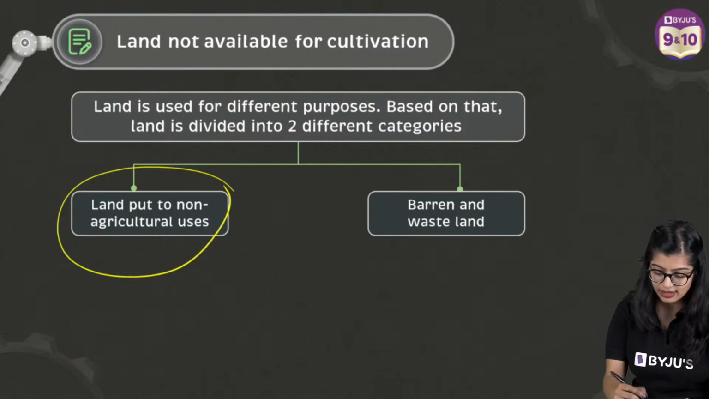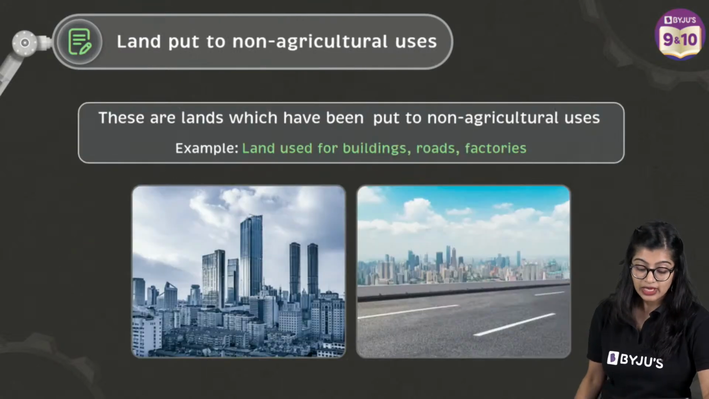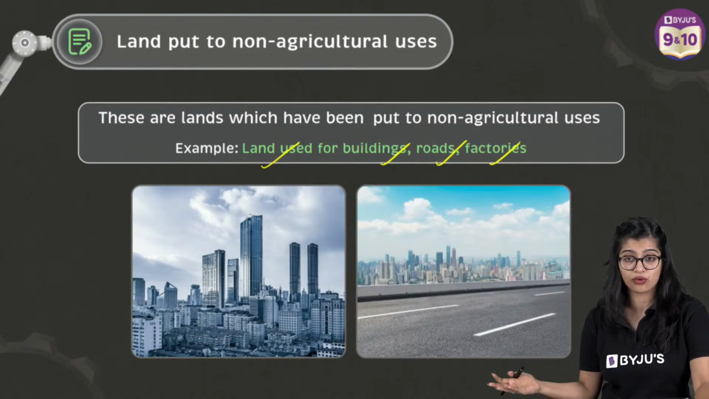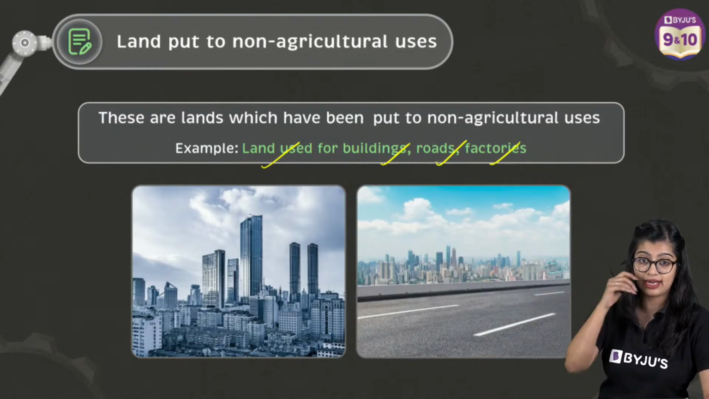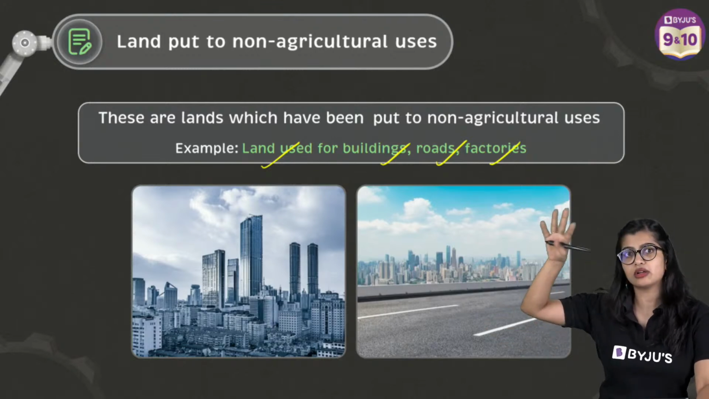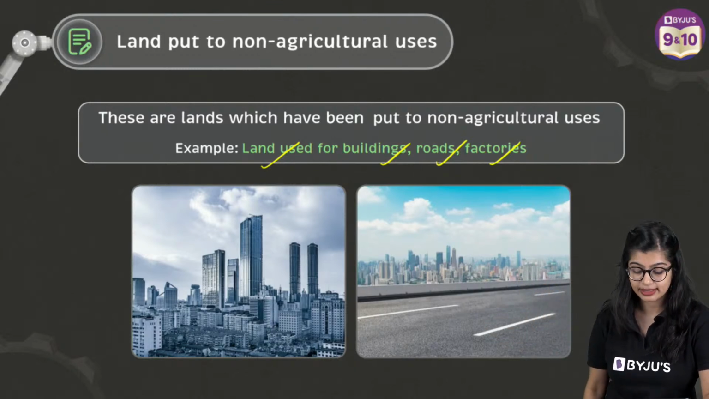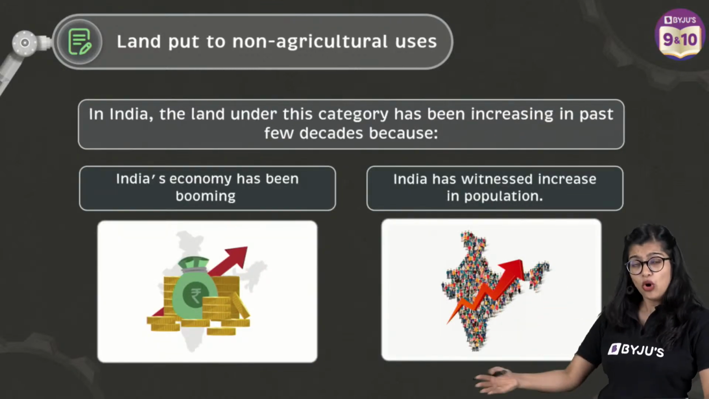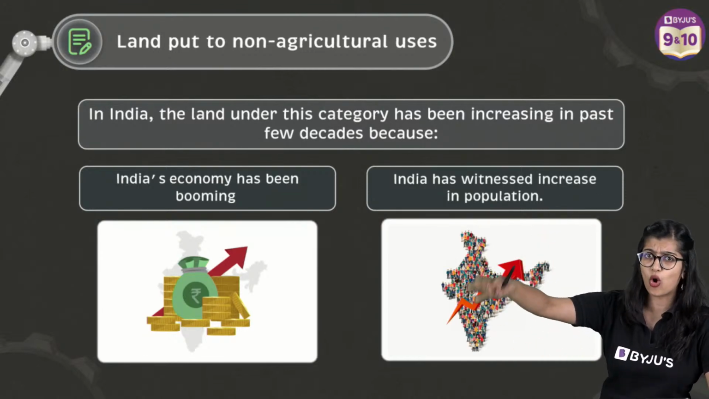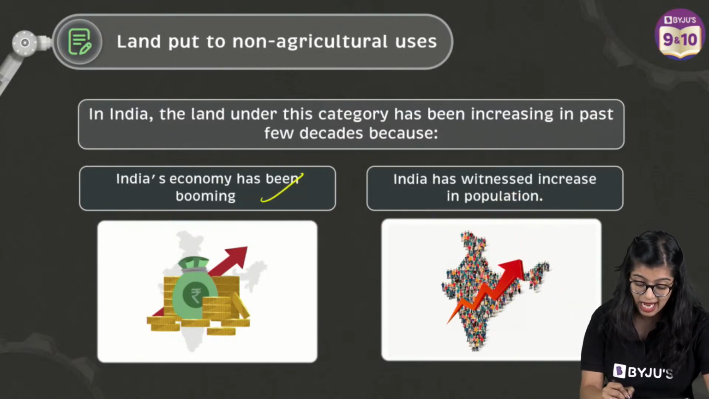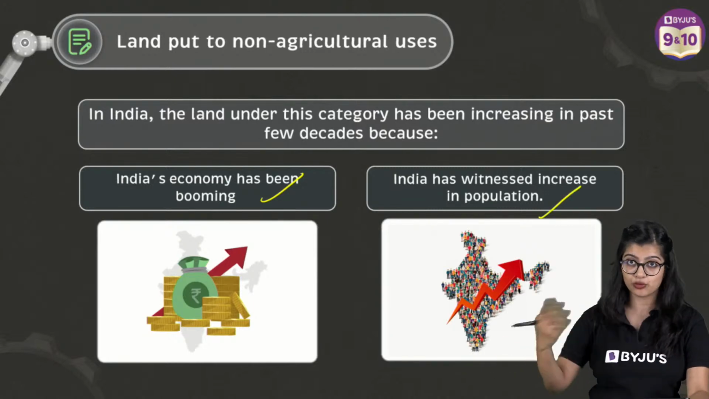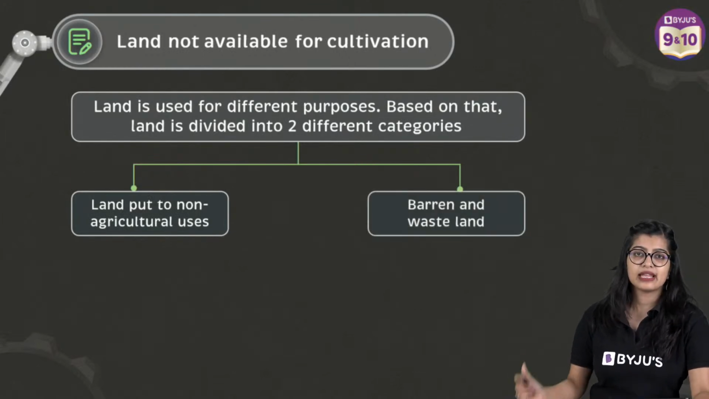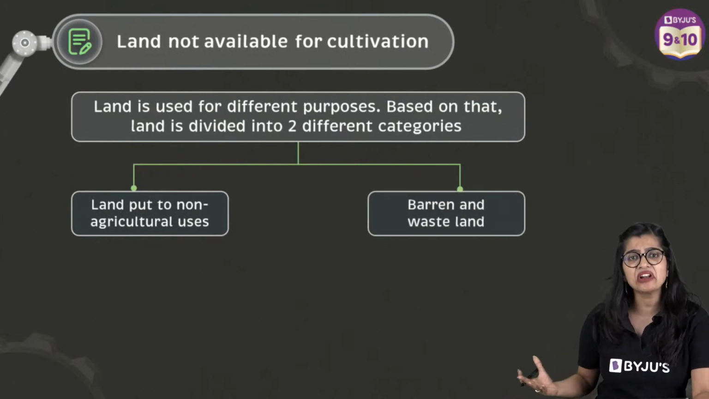And some portion of land is also used for non-agricultural uses, such as buildings, roads, factories, and so on. And we need all of this, because at the end of the day it promotes development. We know that buildings, roads and hospitals help in boosting development, and this has also contributed to an increase in population. But there are parts of the land which are not really utilized.